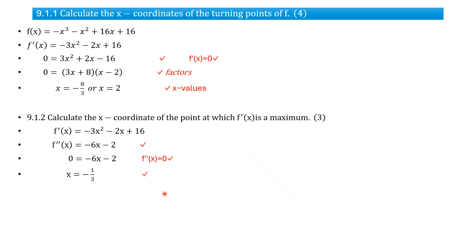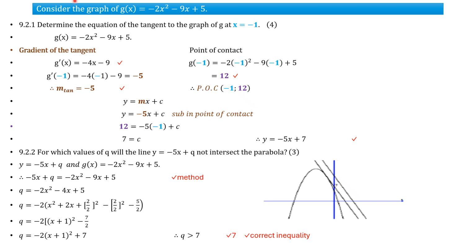So those were the questions in relation to the drawing given. Let's look at the next set of questions. Consider the graph g of x equals minus 2x squared minus 9x plus 5. So there my highest power is x squared, so I'm dealing with a parabola. Determine the equation of the tangent to the graph of g at x equals minus 1. So they make contact at x equals minus 1. So therefore we want the equation. There we first need the gradient of the tangent and the point of contact.